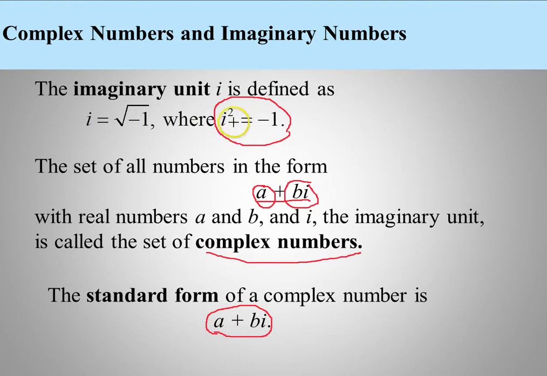So here we use the imaginary number i because we cannot find square roots of negative numbers like negative 49, negative 27. That's why we take the help of this imaginary number, where I would like to remember it as i squared is equal to negative 1. And again, a complex number is a combination of a real number and an imaginary number.